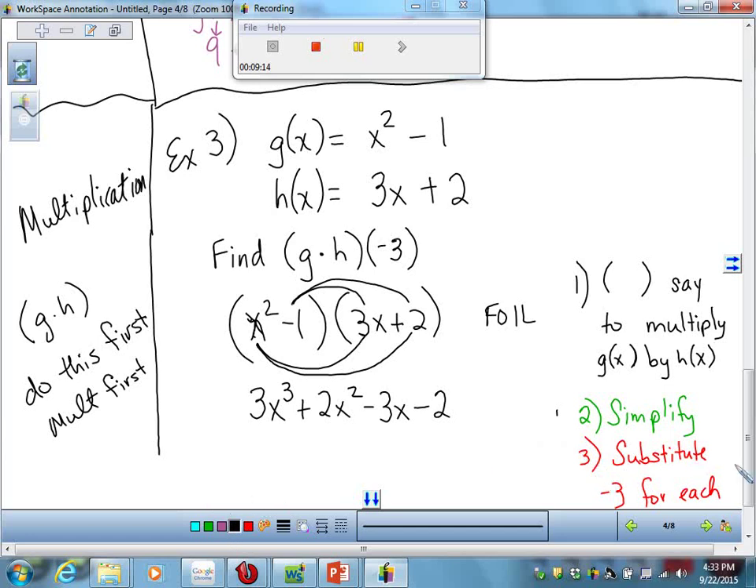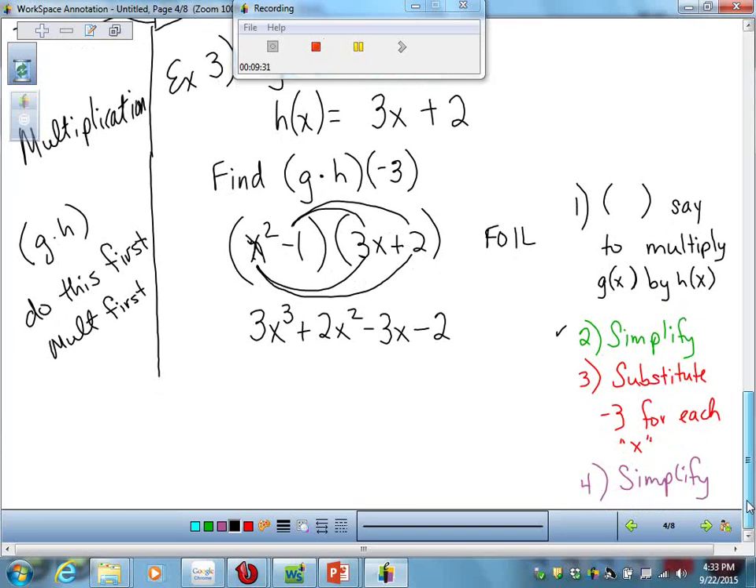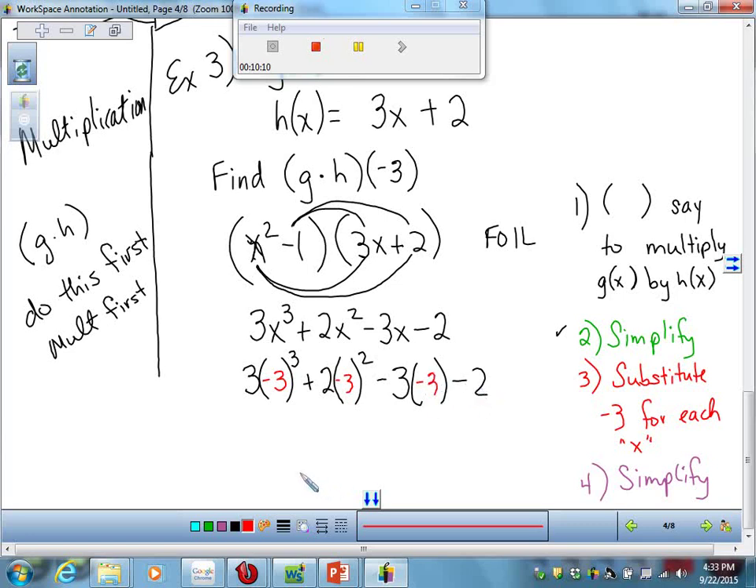Next step. Step 3 says to substitute negative 3 for each x. So now we're going to go to each x, and we are going to plug in a negative 3. So take out the x, leave an open space. Take out the next x, leave an open space. Take out the next x, leave an open space. Each one of these sets of parentheses, I'm going to be plugging in negative 3. So negative 3 goes 3 times negative 3 to the third power, 2 times negative 3 to the second power, and then minus 3 times negative 3, and then minus 2.